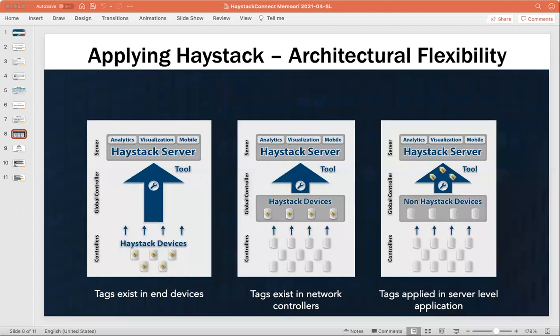Do you guys want to move on to talk about Haystack 4? Yeah, let's talk briefly about that.